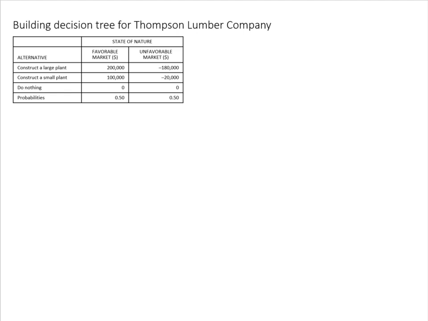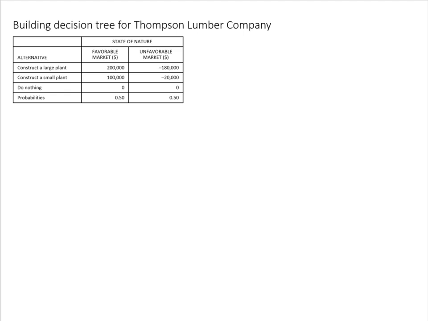Let's use the Thompson Lumber Company case as an example. This company considers introducing a new product. If it introduces the product, it needs to build a plant to produce it. It can either make a large plant or a small plant, or not do anything, meaning not introducing the product at all. However, the company needs to build the plant before knowing whether the product is popular or not. The company believes that the market can be favorable, meaning the product is popular, or unfavorable, meaning the product is not popular. The company believes that the chance of each market outcome is both 50%.